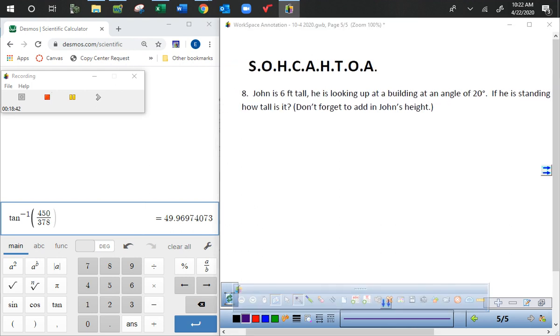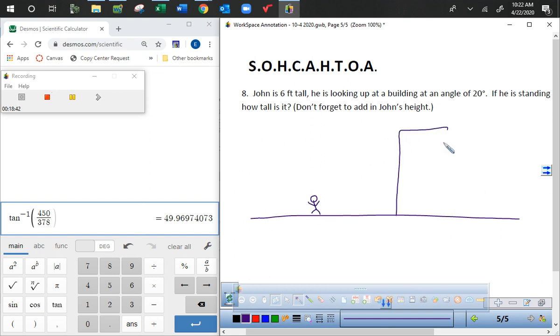Okay, so let's draw ourselves a picture since we weren't given one. Here's the ground. It's a good thing to start with. And we've got John, and we've got a building. Those are the two things we've got to draw. But let's label what we know. It says John is 6 feet tall, so that means this up and down distance is 6 feet.